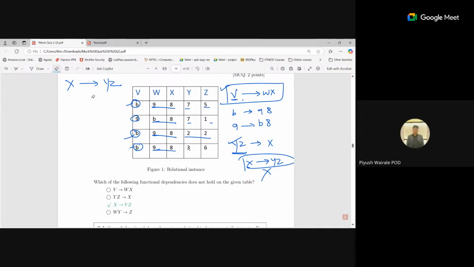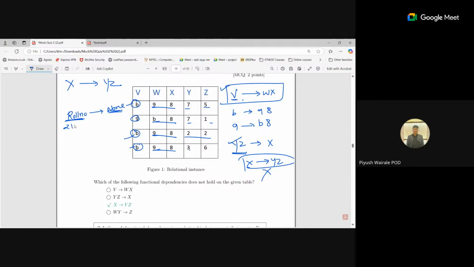So just understand this particular example, a simple one: roll number determines your name, right? Whenever I know the roll number, I can find out your name. But if I know the name, I cannot find out your roll number, right? Because there are multiple students with the same name. But roll number is unique in this case, right? So left hand side must be unique, right hand side can be duplicate, right?